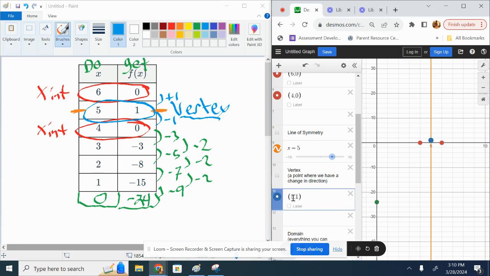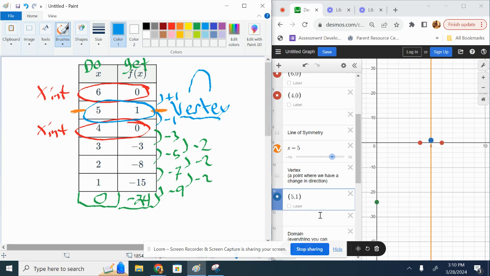Okay, so this is looking like a maximum here. It looks like 1 is bigger than all my other values. It's bigger than -15, it's bigger than 0, it's bigger than -3. So 1 looks like it's going to be my maximum. That lets me know that my graph should look like a downward parabola.